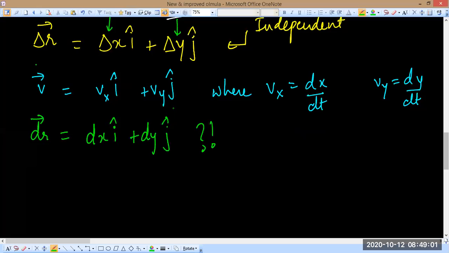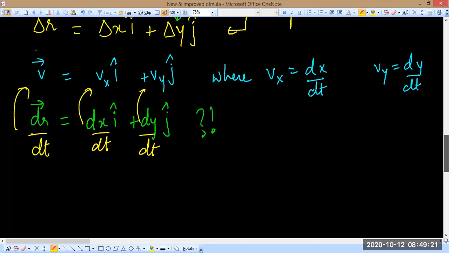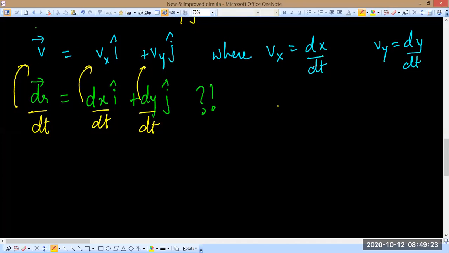Okay, so what sometimes you could do is, suppose you divide this whole equation by dt. All right, we get this one. I hope you realize that. Clear? Okay, let's go to next step.